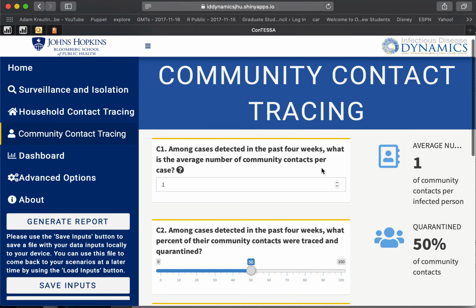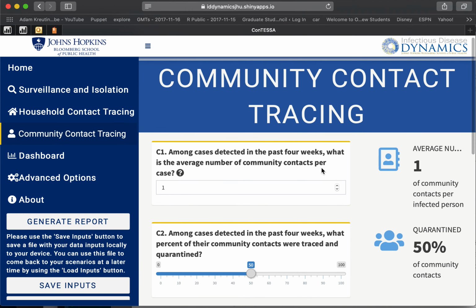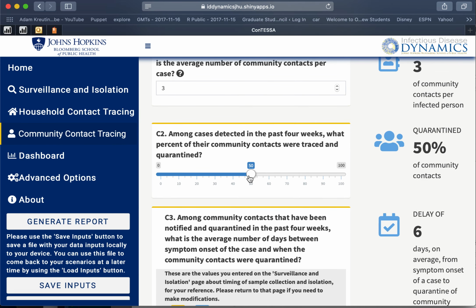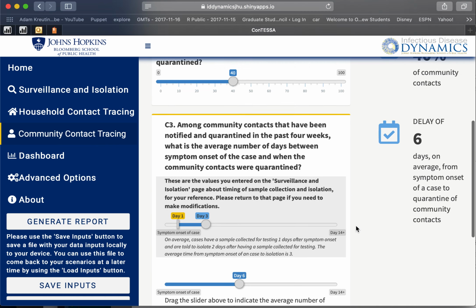All right, and now let's go on to community contact tracing. So among cases detected in the past 4 weeks, what is the average number of community contacts? In my community, it's a little bit bigger. We have about 3 community contacts on average per case. And what percent of those are getting traced and quarantined? We're not quite doing 50%. We're getting about 40% of those community contacts traced and quarantined.